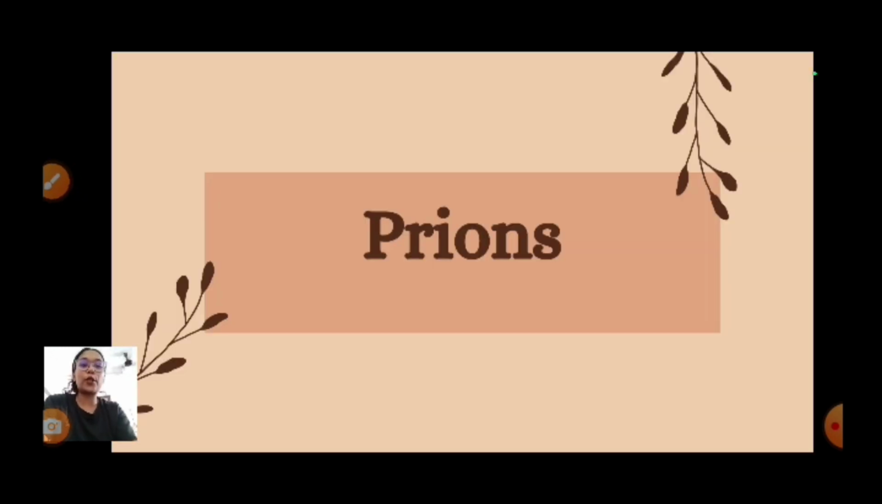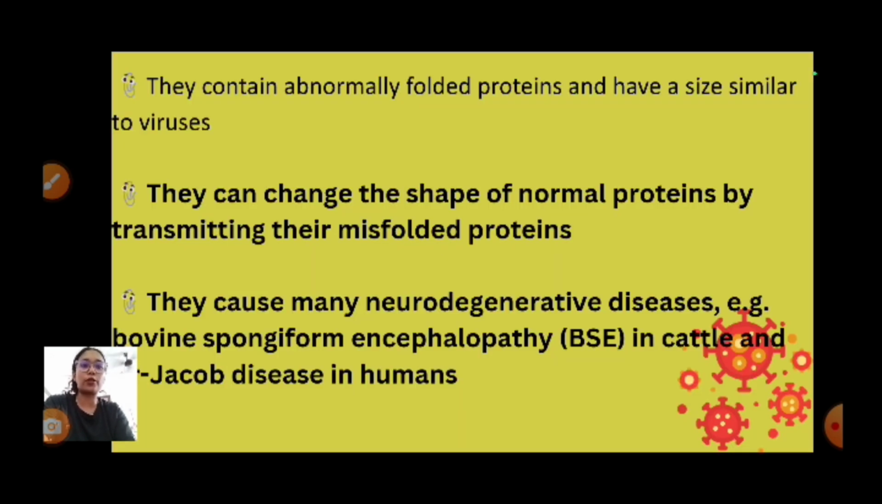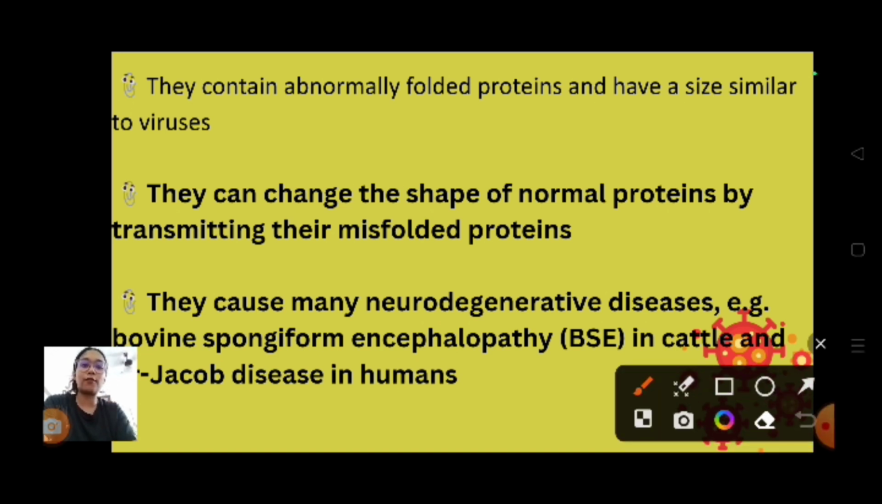Next topic is prions. Viroids are over, virus is over. Now coming to prions. What are prions? Let's see some characteristics of it. They contain abnormally folded proteins and have a size similar to viruses. So it has abnormally folded proteins, and the size is similar to that of the viruses.